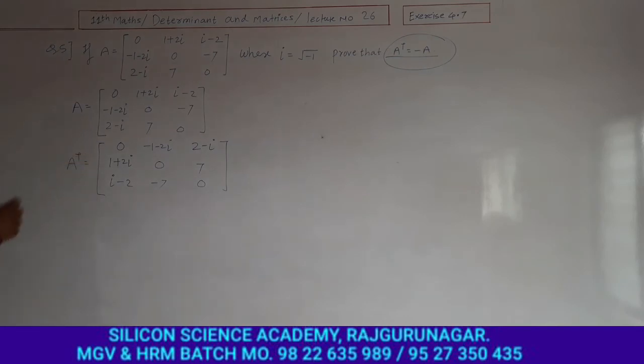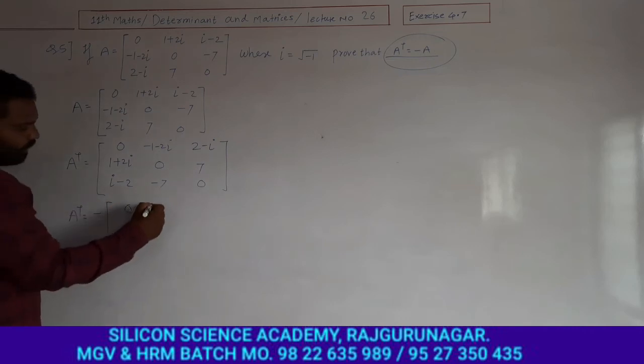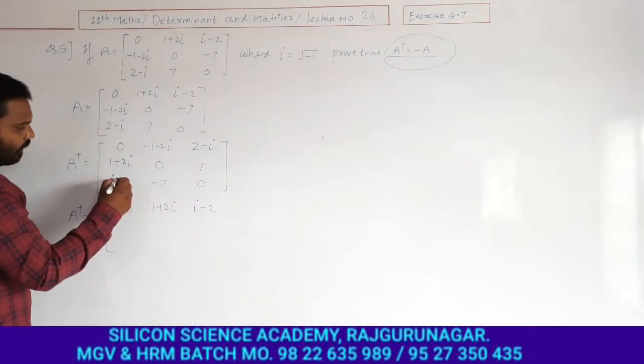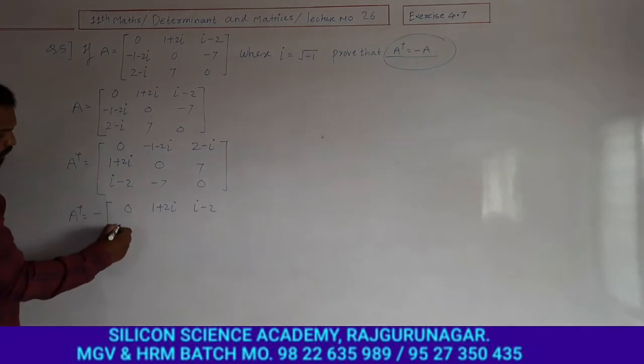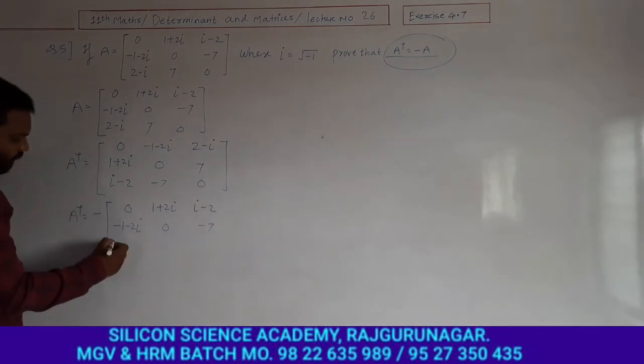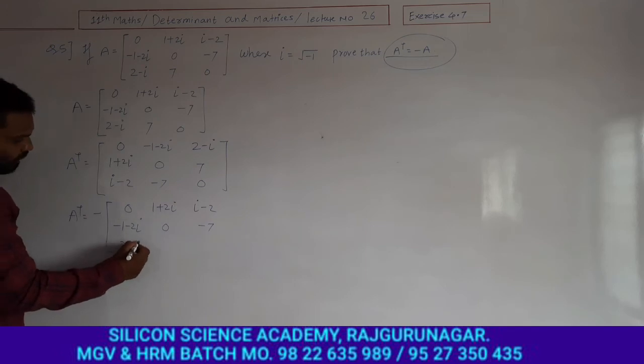Now we have to check, or we have to take common. A transpose is equal to the minus sign common काढ लो. आतमध्ये काय आहे 0. इथे काय आहे 1 plus 2i. इथे काय आहे i minus 2. इथे काय आहे minus 1 minus 2i. This is given. इथे काय आहे minus 7. इथे काय आहे 2 minus i. इथे काय आहे 7.